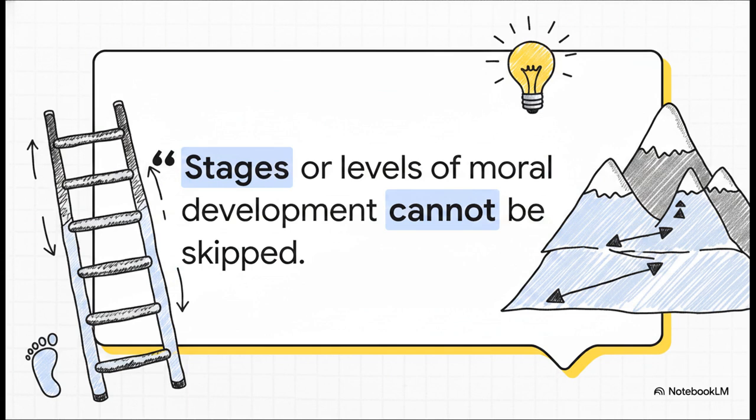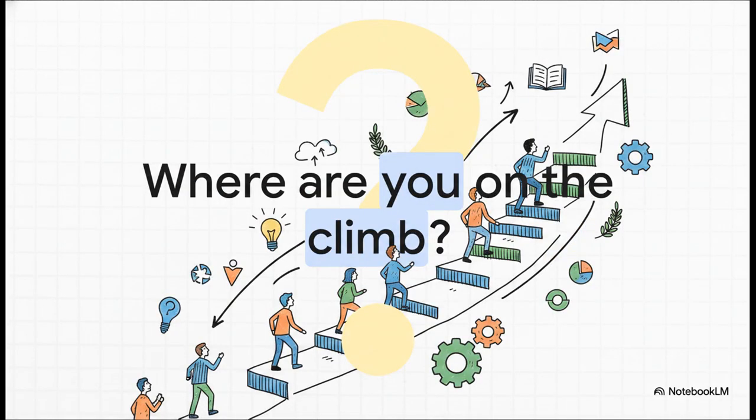Which brings us to our final thought for this explainer. If moral stages cannot be skipped, where are you on the climb? It's a pretty fascinating thing to reflect on, right? This framework isn't just some tool for judging the behavior of other people. It's a mirror. It helps us understand our very own moral blind spots. Because we are all on this unskippable progression, constantly absorbing society's values, facing weird new ethical dilemmas, and adjusting our behaviors as we grow. I really hope this deep dive into the architecture of Kohlberg's theory gives you a brand new, highly practical lens to view your own journey and the journeys of the people around you.